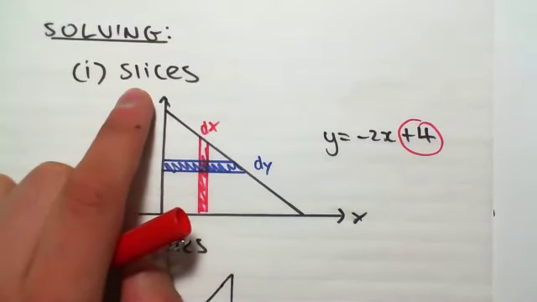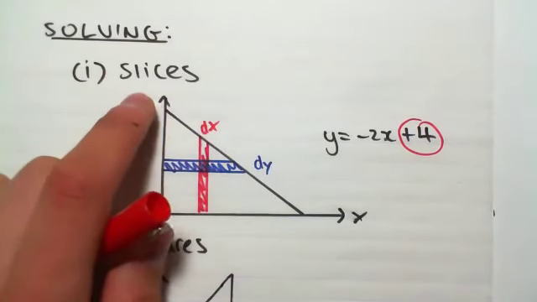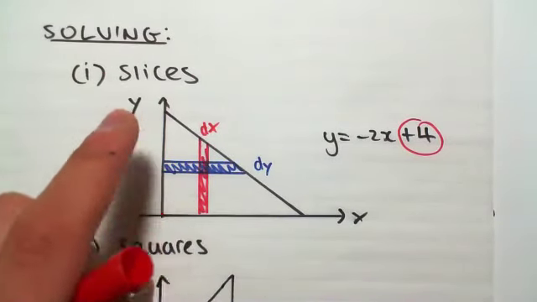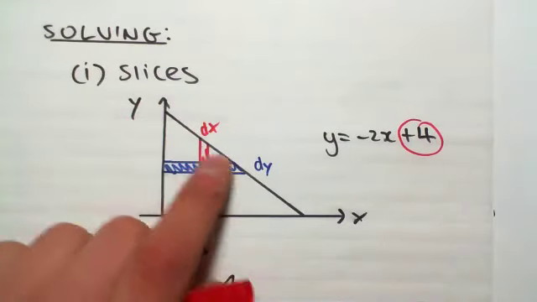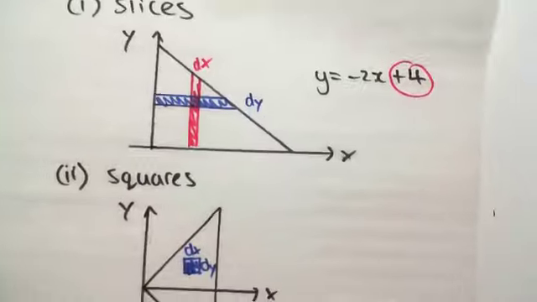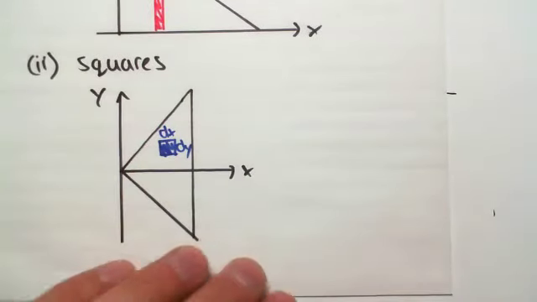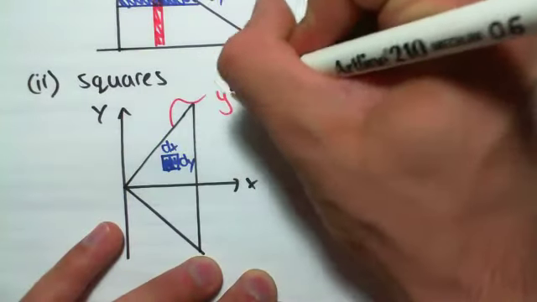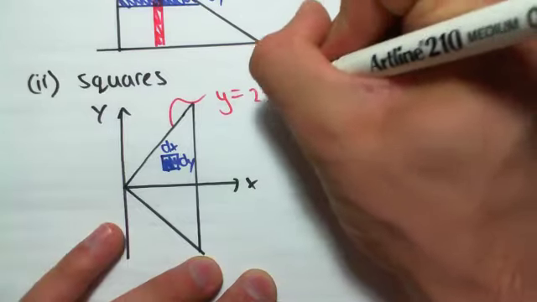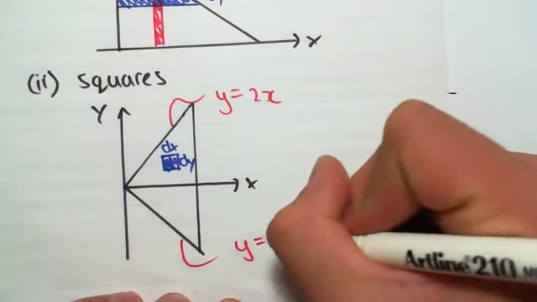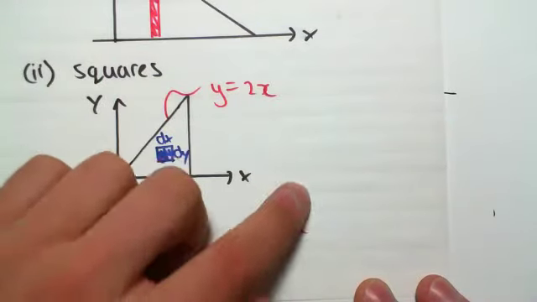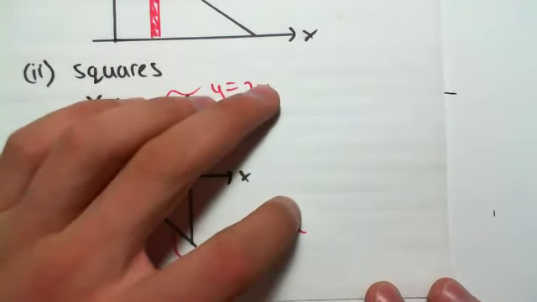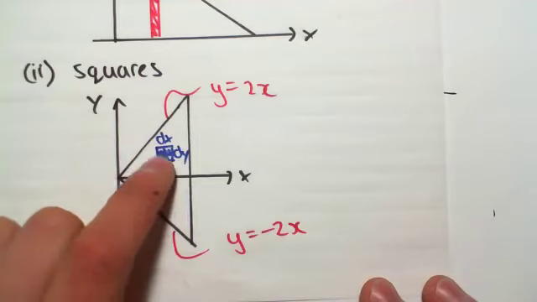It's not going to make sense now why, but when we come to the example, you'll see why slices makes sense when you have a y-intercept for one of the lines enclosing your shape. When you have a shape like this, where say this function might be y equals 2x, and this one might be y equals minus 2x, you can see you don't have any y-intercepts. Now, if you don't have any y-intercepts, it's a lot easier doing it by taking squares.